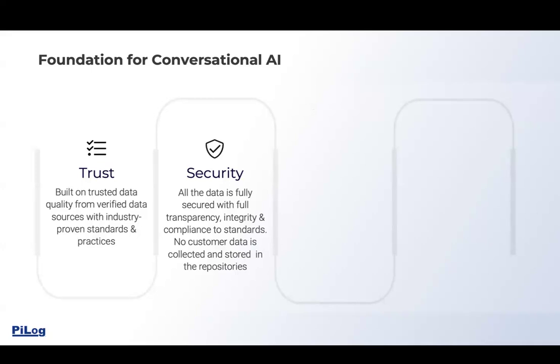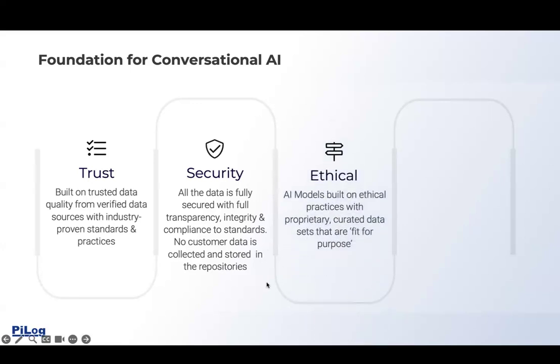Then the other one, when we talk about security, is if you would like to know what exactly are the queries that I asked, can you please show me how it performed? Can you please explain to me? Then there must be transparency with regards to that, and integrity with regards to that. That's one. Then the other one is that no customer data should be collected or stored within the repositories. If we do that, people will lose trust and assurance in conversational AI solutions or applications.